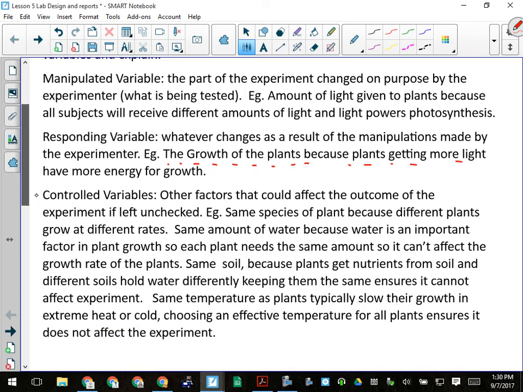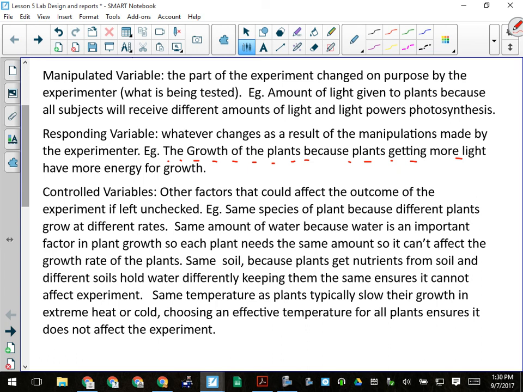Okay, controlled variables. The expectation on controlled variables is that you are able to identify three controlled variables for every experiment. Now, what's the importance of a controlled variable?